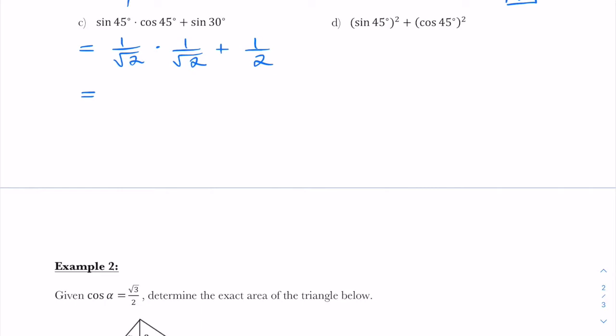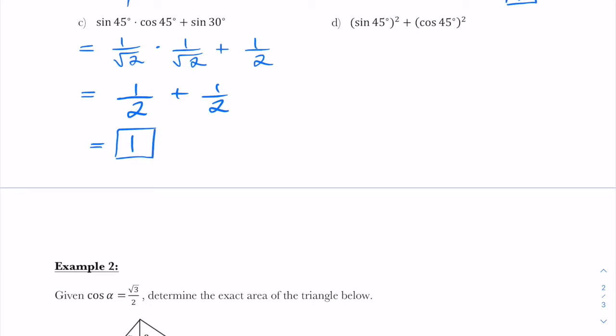So multiply the fractions, numerator by numerator, which is 1 times 1 is 1. And then we multiply the denominators. The square root of 2 multiplied by the square root of 2 is 2, plus a half. And finally, a half plus a half simplifies to 1.